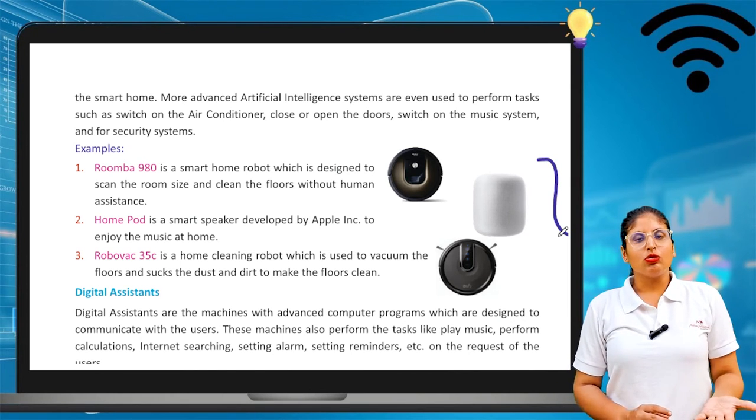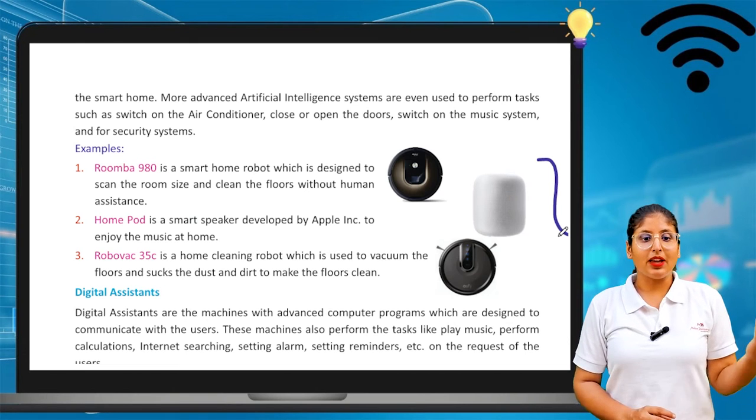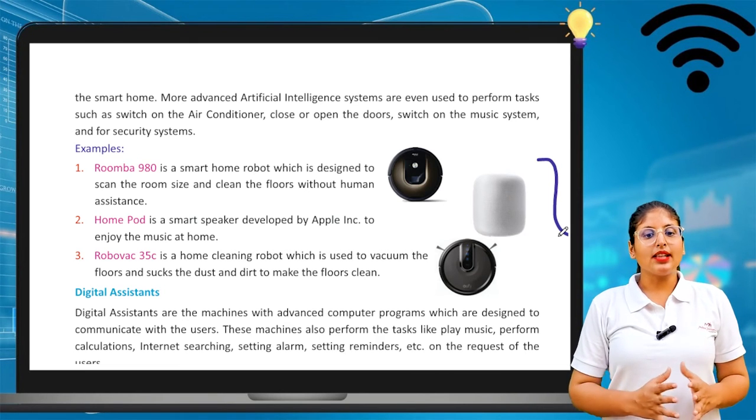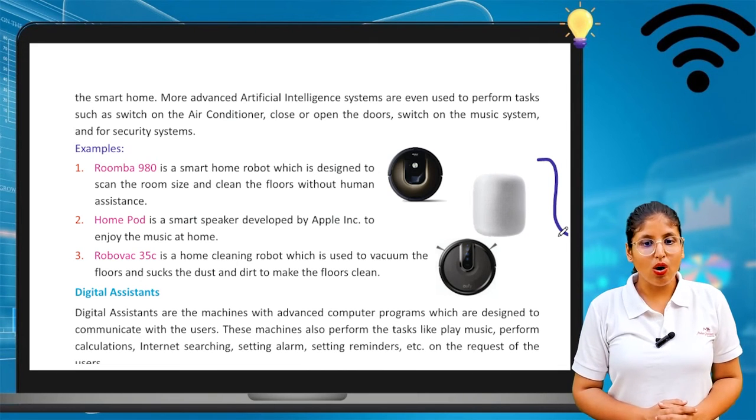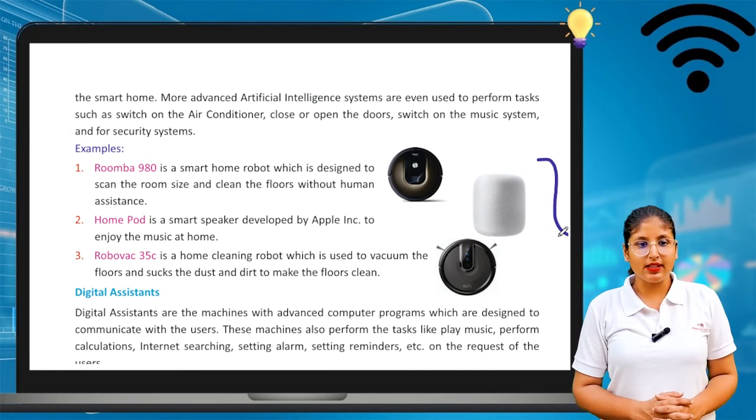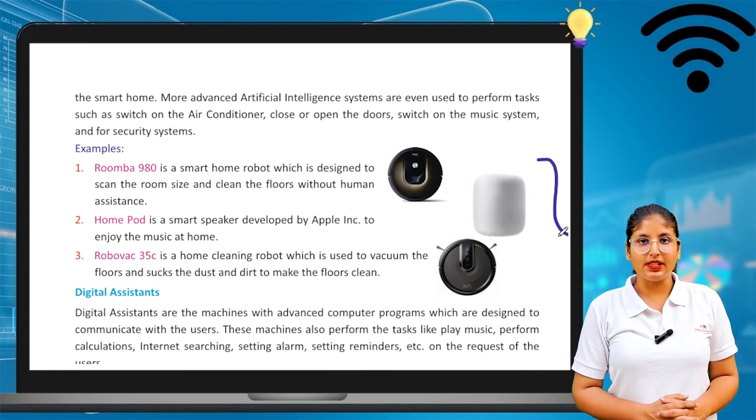So we can see our homes are also becoming smart. More advanced artificial intelligence systems are even used to perform tasks such as switching on the air conditioners, closing or opening the doors, switching on the music systems, and for security systems.